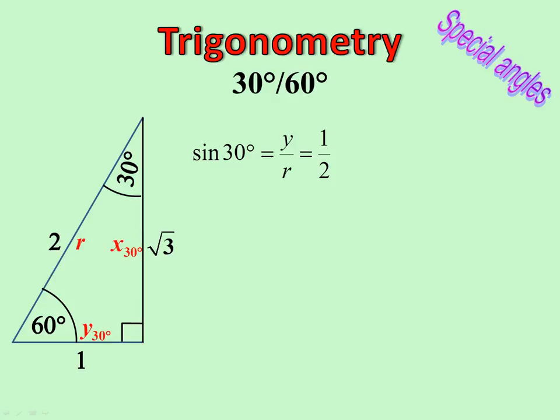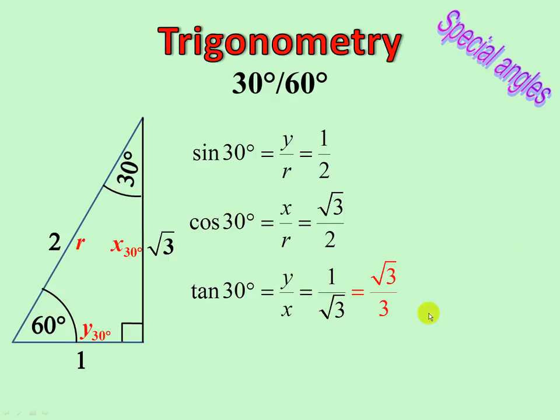Sine 30, y over r. There's the y for 30 degrees, the x for 30 degrees, adjacent to the 30, opposite the 30. r is always r. Cos 30, tan 30. Notice that 1 over root 3 can be written as root 3 over 3, if we multiply top and bottom by root 3, because that rationalizes the denominator. I mention it because that's the way the calculator will give it to you.